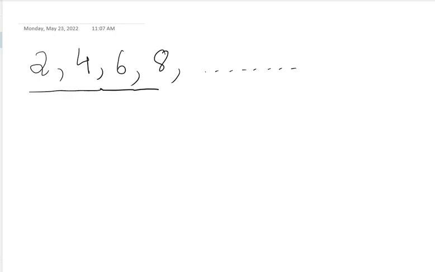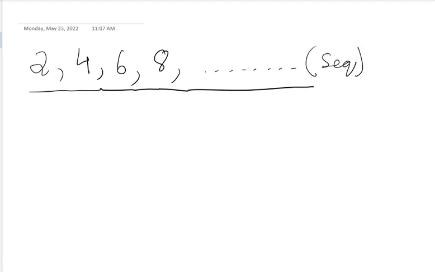So what happens in sequence and series is, if I give you a set of numbers and I write them separating them with commas, let's say 2, 4, 6, 8, and so on. The way of writing numbers by separating them with commas, this type is called a sequence.